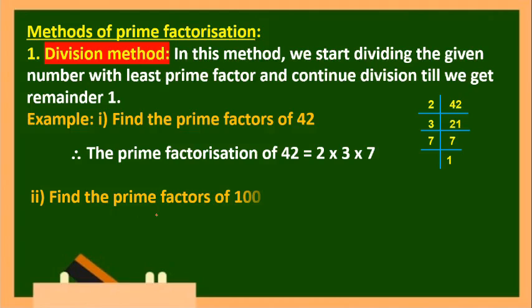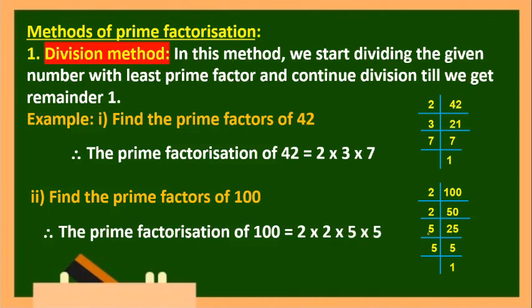In the same way, find the prime factors of 100. 100 should be divided by 2, giving 50. Again 50 is divided by 2, giving 25. 2 into 25 is 50. Now 25 is divided by 5, and 5 fives are 25. Now 5 ones are 5. So this way we get the prime factors. What are the prime factors of 100? 2 into 2 into 5 into 5. So this way we find the prime factors using the division method. Clear everyone?